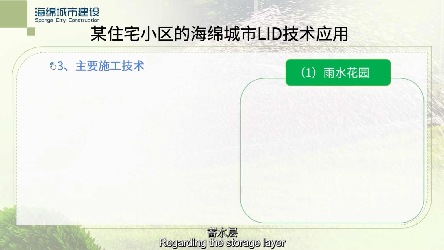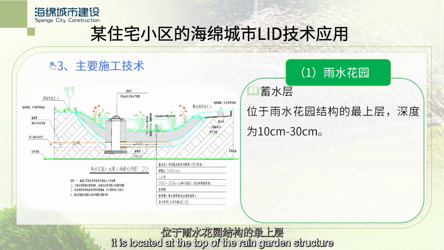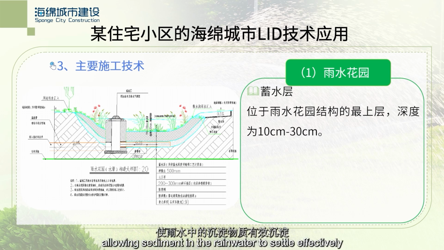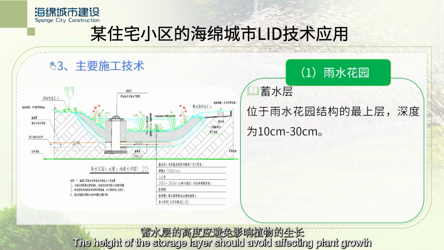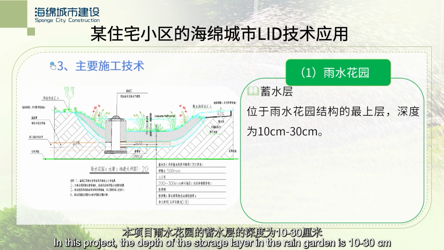Regarding the storage layer, it is located at the top of the rain garden structure, and its main purpose is to store rainwater, allowing sediment in the rainwater to settle effectively, and removing some organic matter and metal ions. The height of the storage layer should avoid affecting plant growth, and be calculated based on the actual control volume. In this project, the depth of the storage layer in the rain garden is 10 to 30 centimeters.